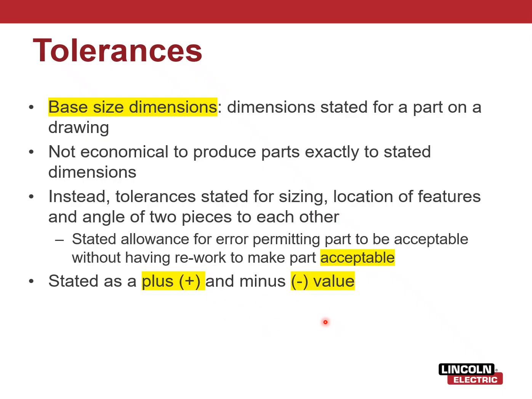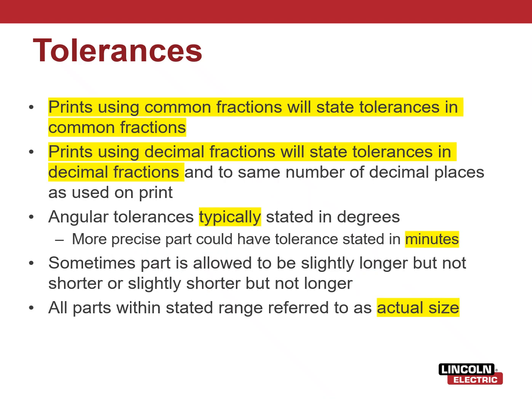Okay, so tolerances, those are going to be denoted by the engineers or the code, but they will be on the print. And then if you break the allowance, no longer will that work be acceptable and you'll have to go rework it. So tolerances are very important to pay attention to. Prints using common fractions will state tolerances in common fractions. Prints using decimal fractions will state tolerances in decimal fractions. Okay, so to eliminate confusion, one or the other.